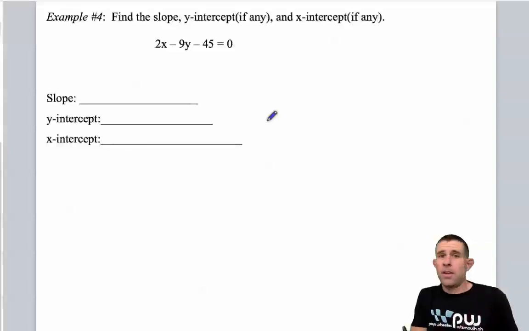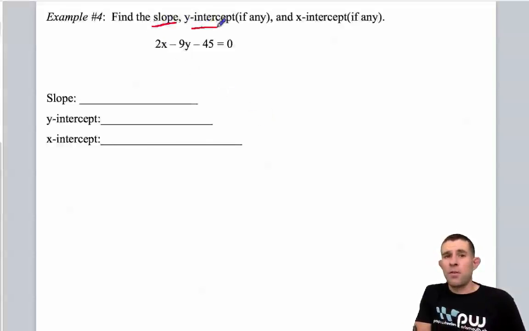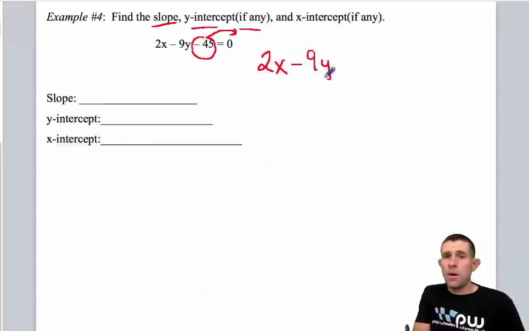All right, one final example for today. We're asked to find the slope, the y-intercept, if any, and the x-intercept, if any. So what you'll notice, first of all, is that we're not written in standard form here. In order to do so, we need to move this -45 over to the other side of the equal sign. So I'll have 2x minus 9y is equal to 45.